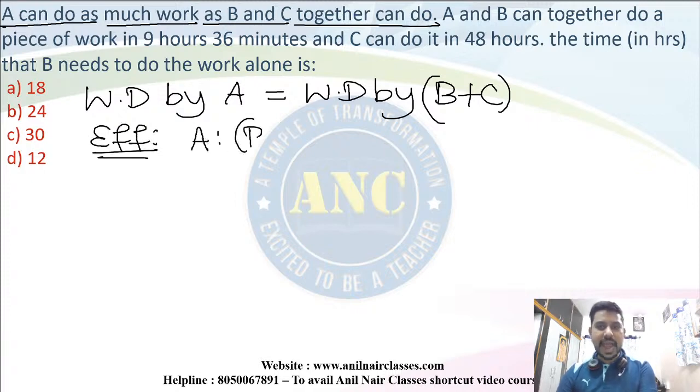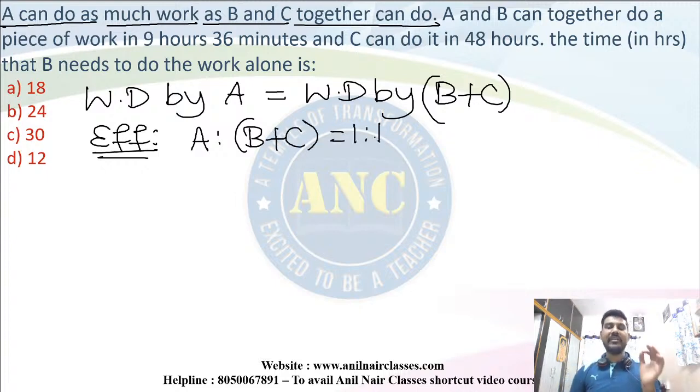efficiency ratio of A and B plus C is 1:1. Both actually have the same capacity, and that is the reason both have taken the same number of days to complete the task. Whatever capacity A has, the same capacity B and C together also have. That's the reason however many days A takes, the same number of days B and C take to complete the work. So it's very clear and evident the ratio is 1:1.